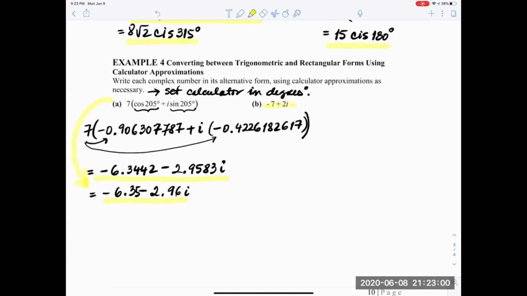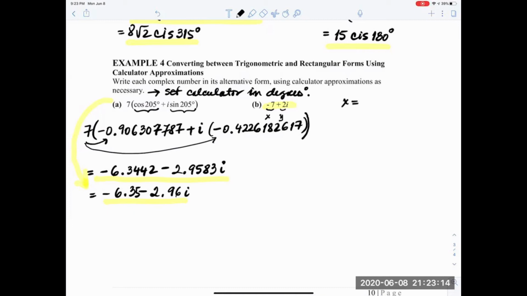Let's see part B. Part B is exactly opposite. So you start right with the rules that we said before. You identify your x and y, or a and b. Here your x is -7. Here your y is +2. So by identifying them, then you can calculate your r. R will be the square root of -7 squared plus 2 squared. So that's what? 49 plus 4.